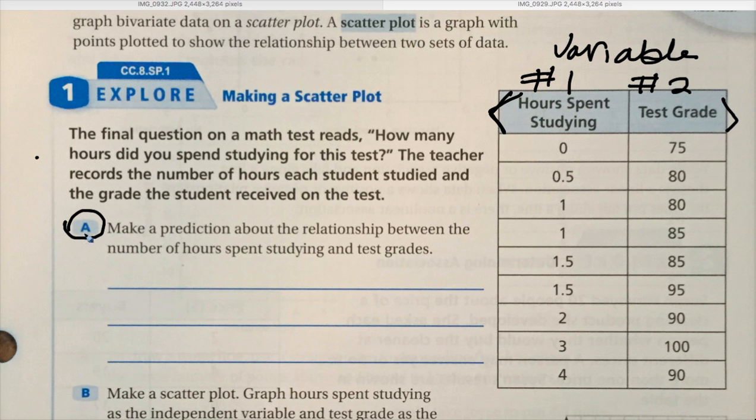A says, make a prediction about the relationship between the number of hours spent studying and the test grades. So what they want you to do is take a look at the hours spent studying and the test grades that each student got. So it looks like we have a range from 0 to 4 hours. And these students did pretty well, about 75 to 100% on the test. So we've got a decent range of time and a decent range of scores. So take a minute, pause the video, and compare the scores of the students' grades to how many hours they studied.